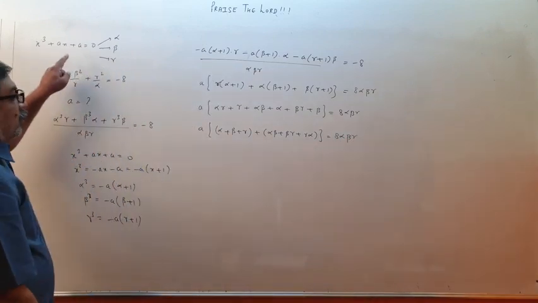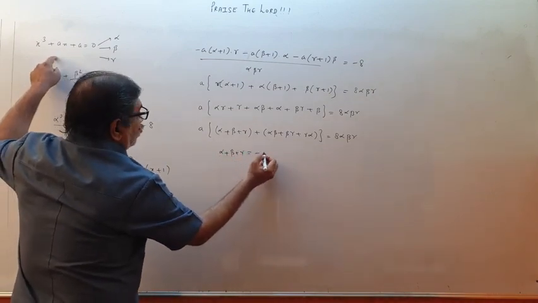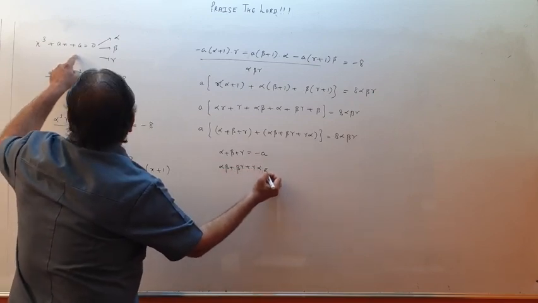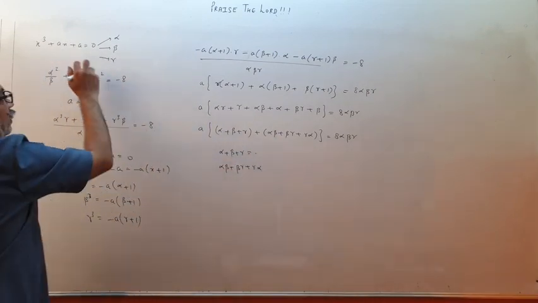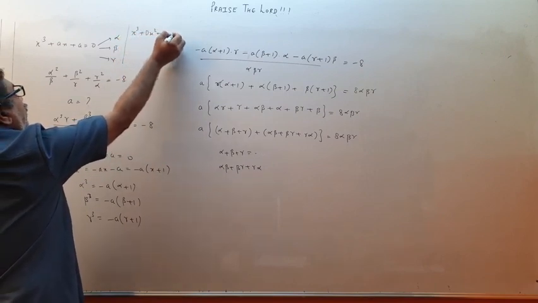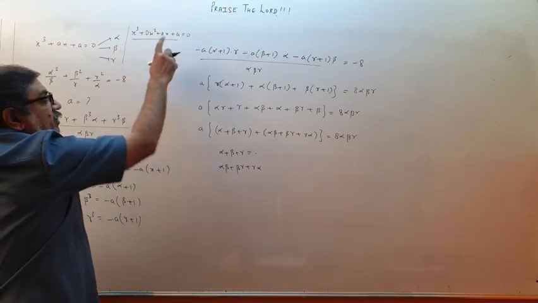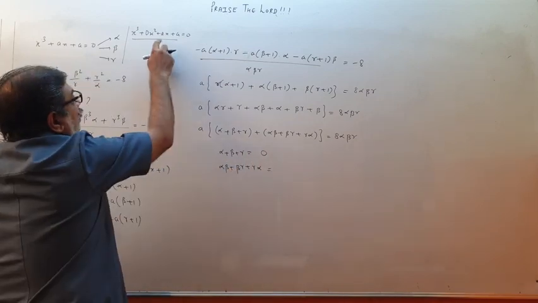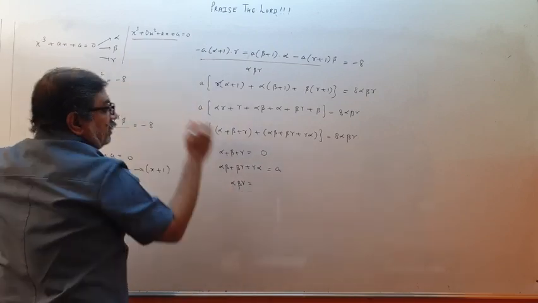So I should have the values of these, alpha plus beta plus gamma, with me. I have to write this equation properly: x cube plus 0x square plus ax plus a equal to 0. A will be 1, b will be 0, c will be a, d will be a. So alpha plus beta plus gamma will be 0. Alpha beta plus beta gamma plus gamma alpha will be a, and alpha beta gamma will be minus a.